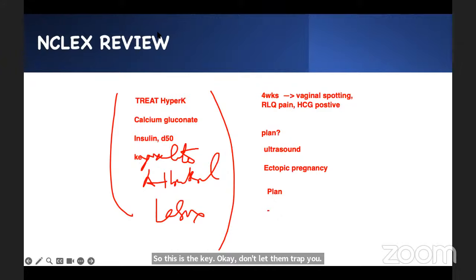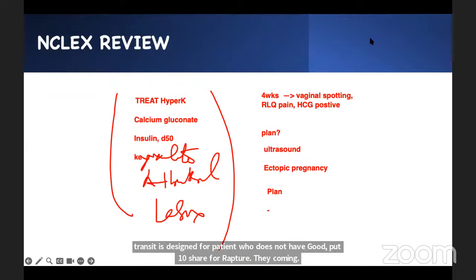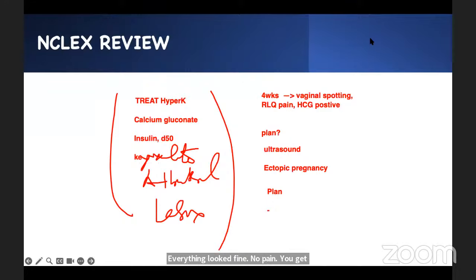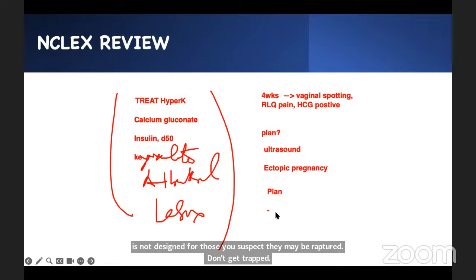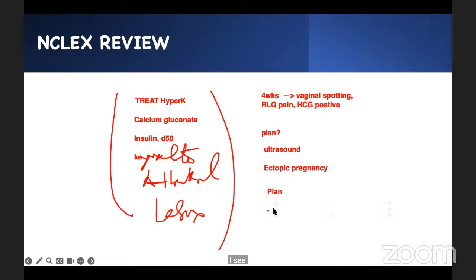Methotrexate is designed for a patient who does not have potential for rupture. They come in, everything looks fine, no pain, you get an ultrasound, and they have an ectopic pregnancy, but they have no pain, nothing like that. Those are the ones we give methotrexate. It's not designed for those who are suspected to have a rupture. Don't get trapped. This patient will need surgery.